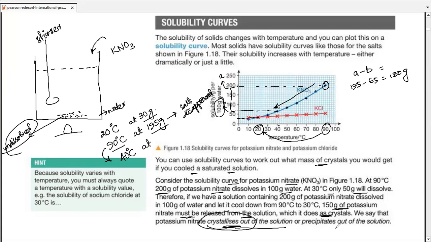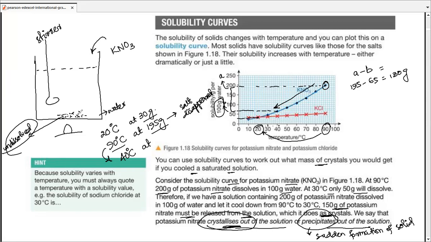We sometimes also use the phrase precipitates out of the solution. Now, the word precipitate represents sudden formation of solid. The word precipitate itself means the sudden formation of solid.